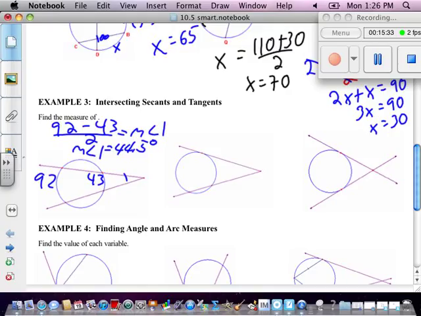You said 24.5, 44.5. Do you want me to? Yeah, I did. 92 minus 43 divided by 2. 49 divided by 2 is... What's 92 minus 49?